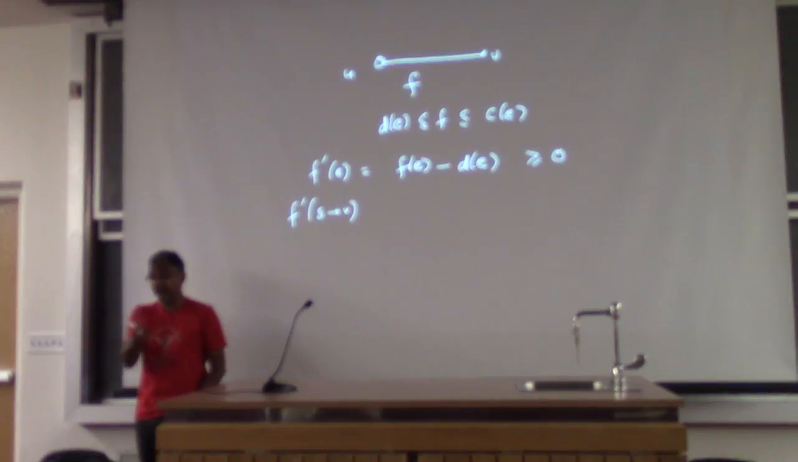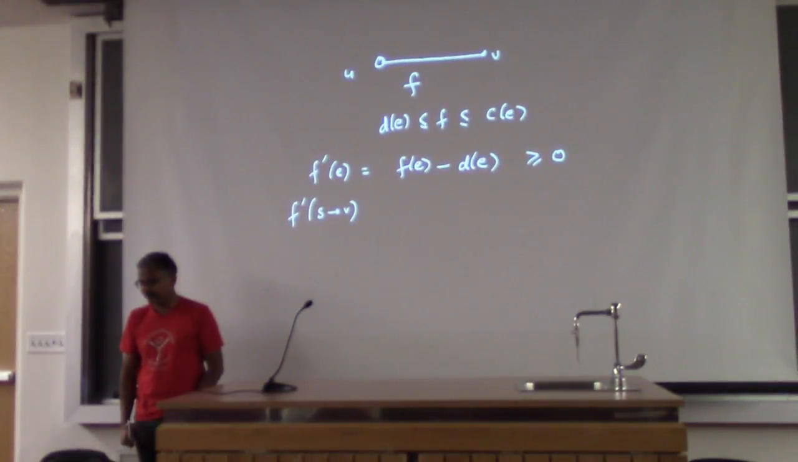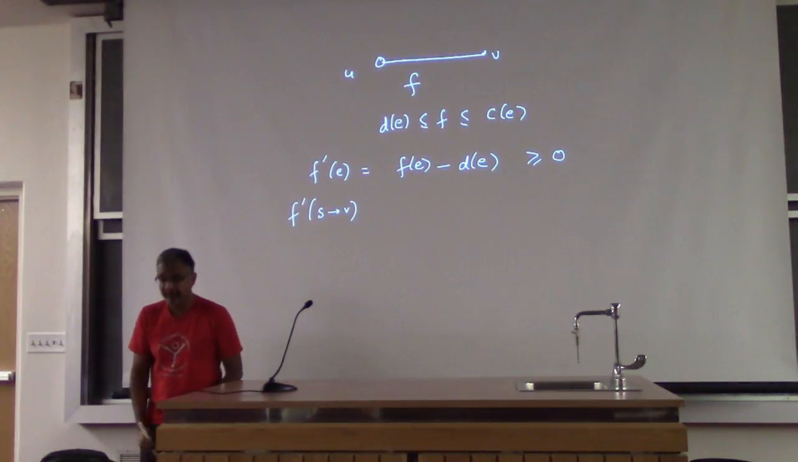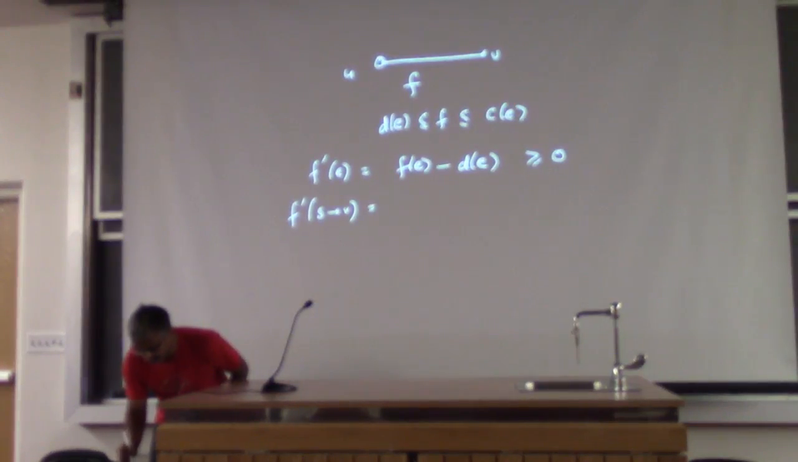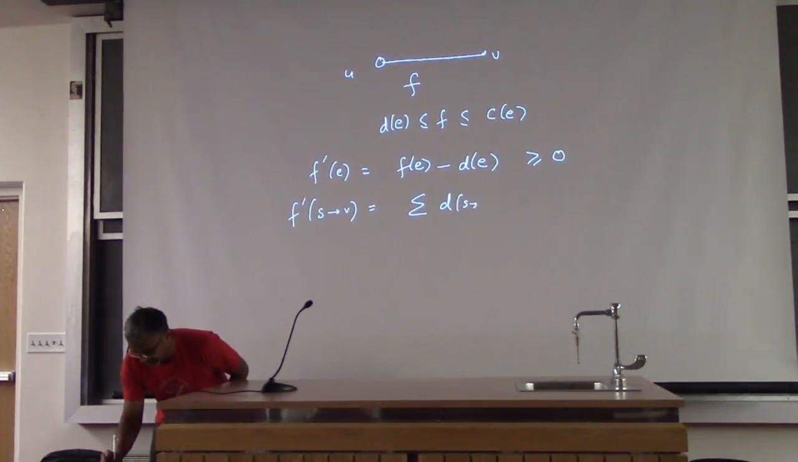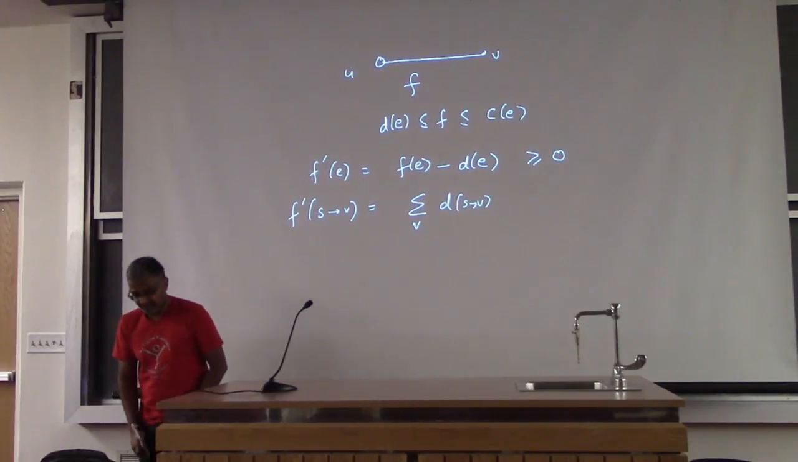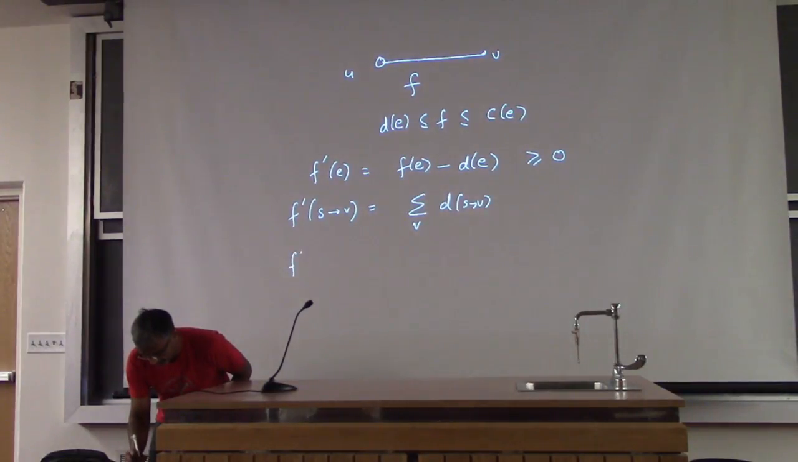That's a new edge. We have to somehow say what the flow is going to be on that. Well, we want to saturate, right? So the flow on this is going to be the sum of all the demands of the edges into V, for all V. Similarly, the flow on V to T is going to be the sum over all V.